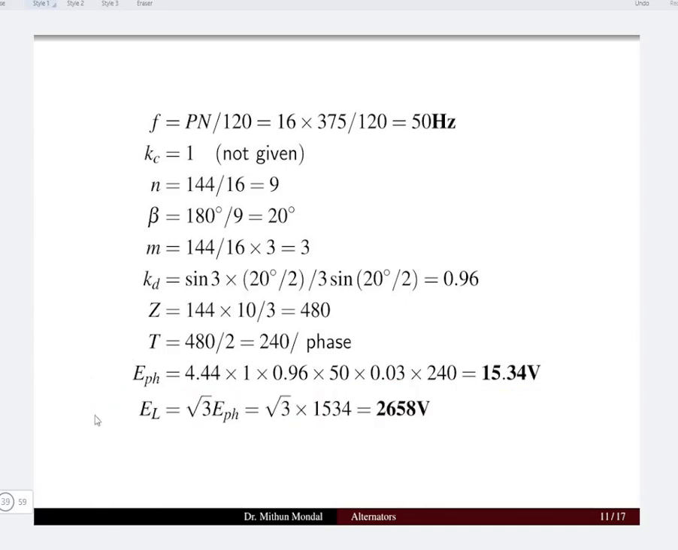Now the line voltage is basically root 3 times the phase voltage for a 3-phase machine. So it is equal to 2658 volts.